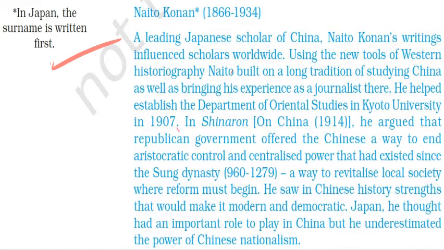In his Shinaron on China, 1914, he argued that the Republican government offered the Chinese a way to end aristocratic control and the centralized power that had existed since the Song dynasty, and a way to revitalize local society, where reform must begin. He saw in Chinese history strengths that would make it modern and democratic. Japan, he thought, had an important role to play in China, but he underestimated the power of Chinese nationalism.